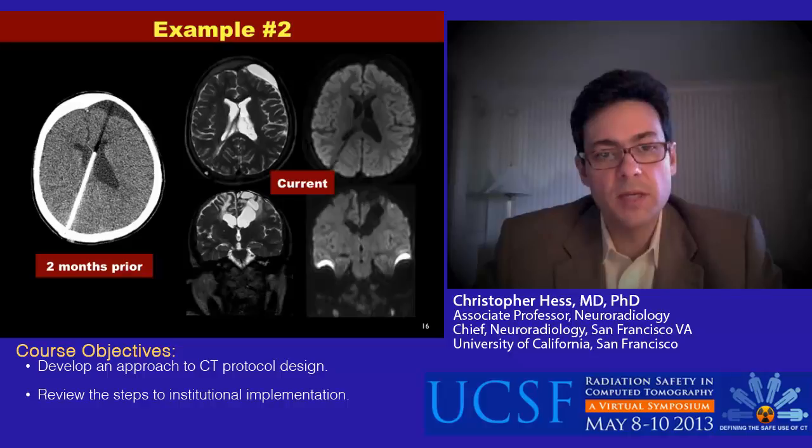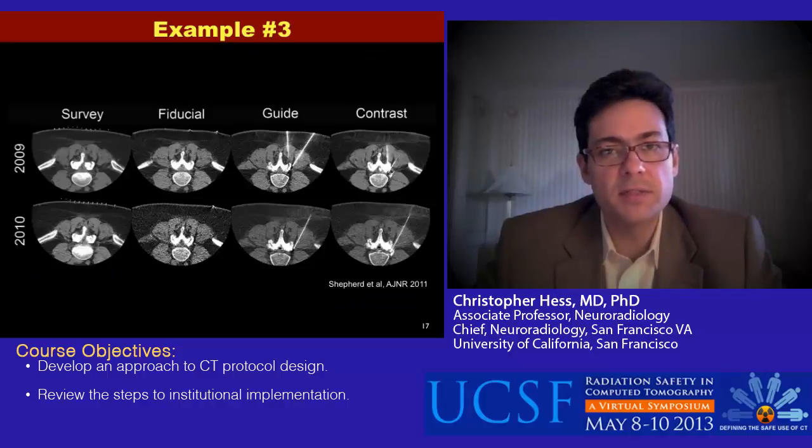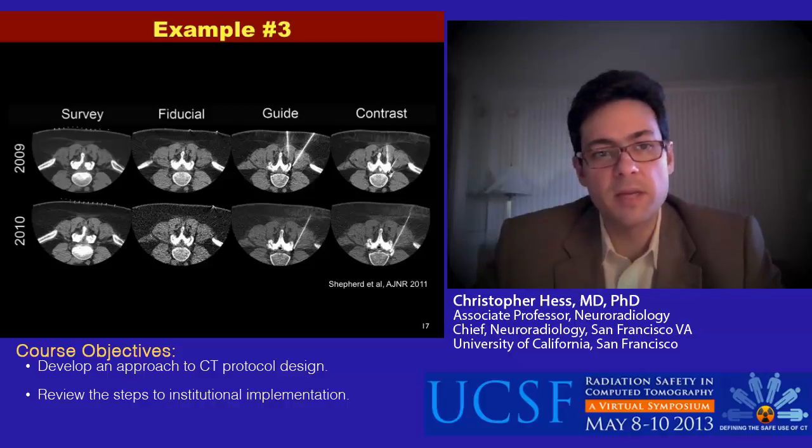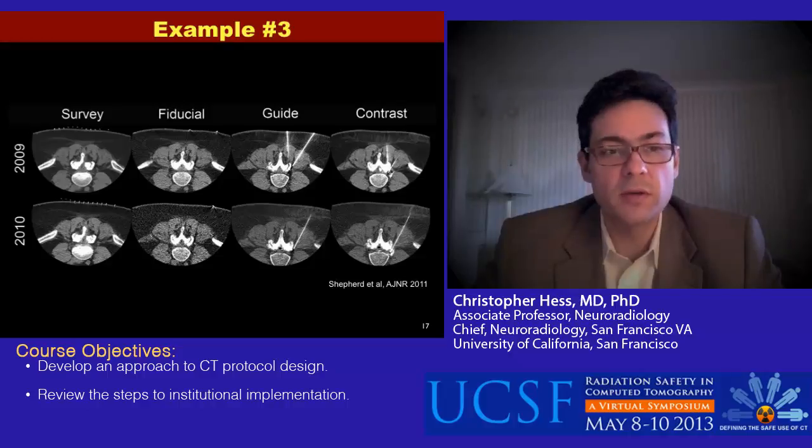A third example is our practice with CT-guided interventions. Traditionally, this was done with repeat CT at the same level during the guidance of a needle. In this slide, I'm showing you 4 different phases that we consider of the examination. Moving from the left to the right, the survey phase is essentially the operative planning phase. The fiducial phase involves placing a BB on the skin to determine where the needle should enter the skin and find the nerve root. In the guide phase, there are several serial images in which the needle is advanced to the nerve root. And finally, in the contrast phase, the nerve root is injected with contrast.